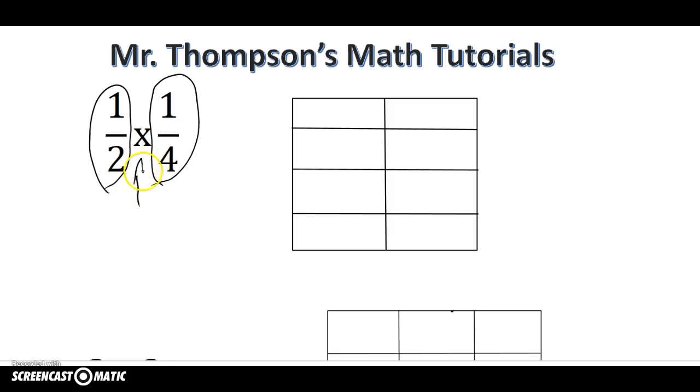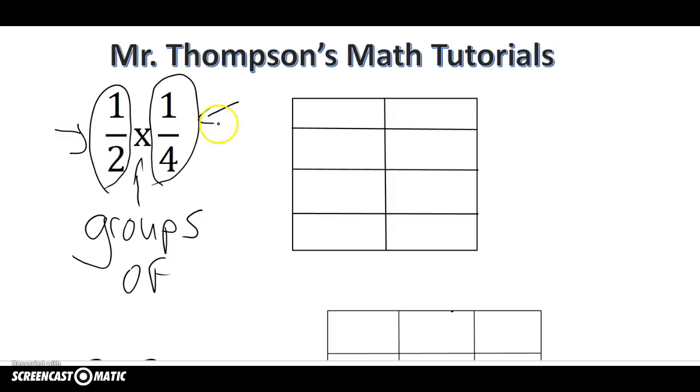Now, the actual multiplication symbol has a lot of meaning. It means groups of. And this is an important concept. I'm essentially saying that I have a half a group of 1/4, or I could think of it the other way, that I have a quarter of a group of 1/2. In either case, I'm looking at groups of another group.